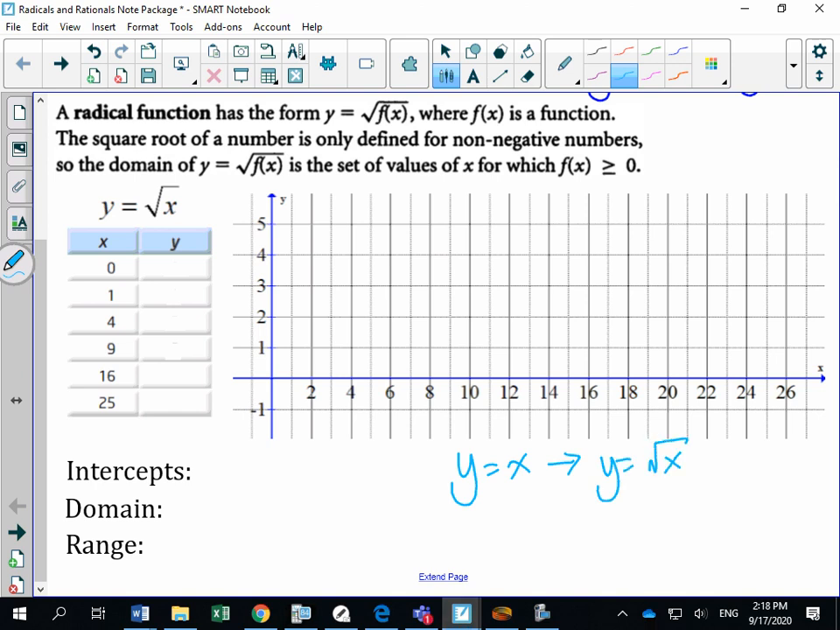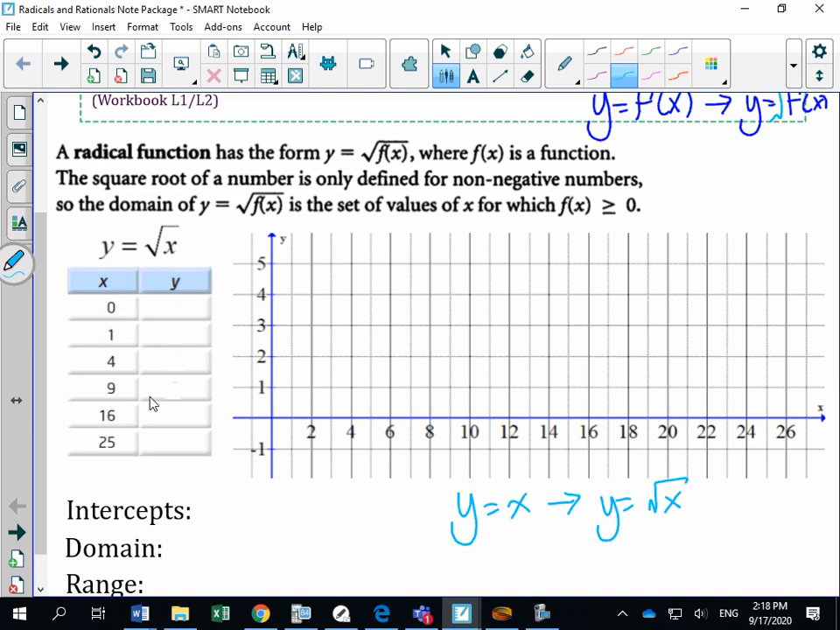So the first thing that we need to do is get some coordinates. I've given you some x values here: x is 0, 1, 4, 9, 16, 25. In order to figure out what the corresponding y values are, we take the square root of 0. If y is equal to the square root of x, you put in whatever the x coordinate is, and it will give you the corresponding y coordinate.